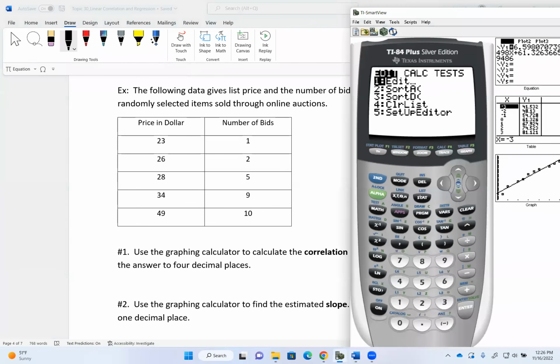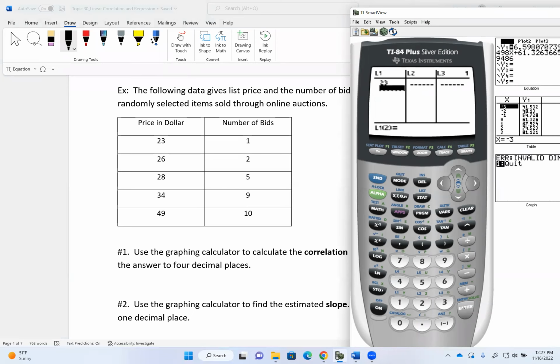So let's go back to stat and edit. Let's clear this out. Go up to L1, press clear. Don't press delete, press clear. So let's type this in: 23, 26, 28, 34, 49. Then 1, 2, 5, 9, 10. Kind of weird, right? As the price goes up, more bids, right?